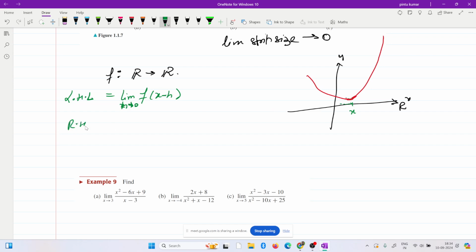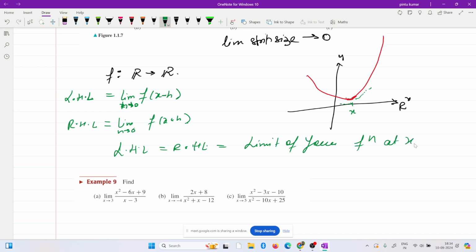Okay. And right hand limit is, if you keep coming closer to this point from the right hand side, then what is the value of your function? Okay. So if you are decreasing your H towards 0, then you are coming close to X from the right hand side. And if your left hand limit and right hand limit are equal, that particular value is called the limit of your function at X. Okay.